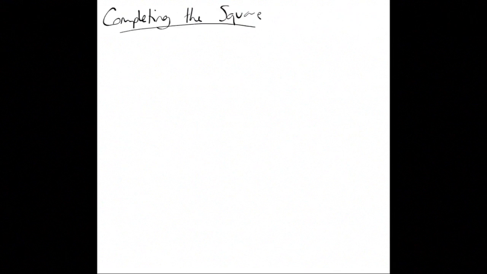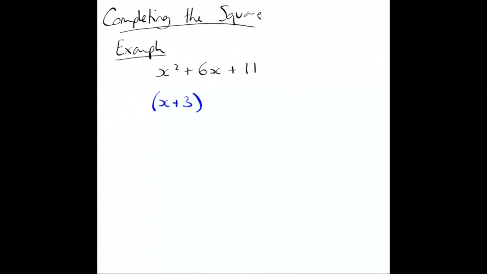For completing the square, it's easier to look at an example. So we'll look at the example of x squared plus 6x plus 11. Completing the square means get rid of that linear x term in the middle. To do that, we can half the coefficient of it. So half of the 6 is the 3. So we get x plus 3 all in brackets squared.